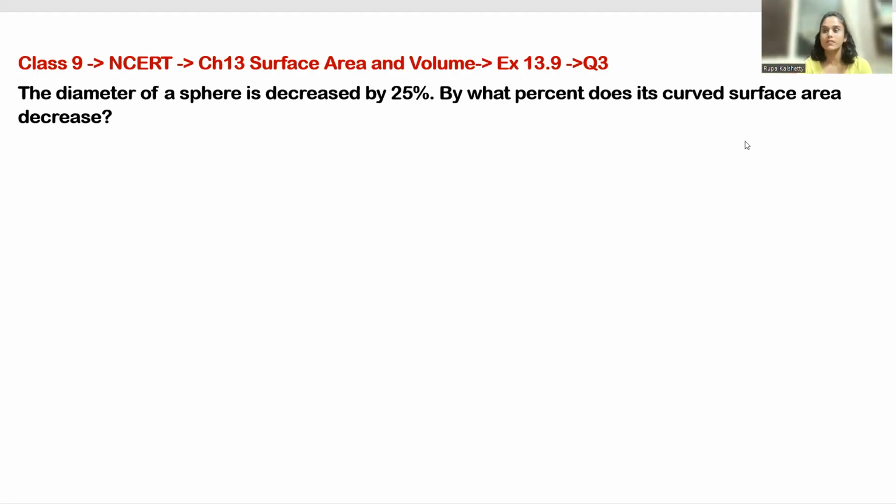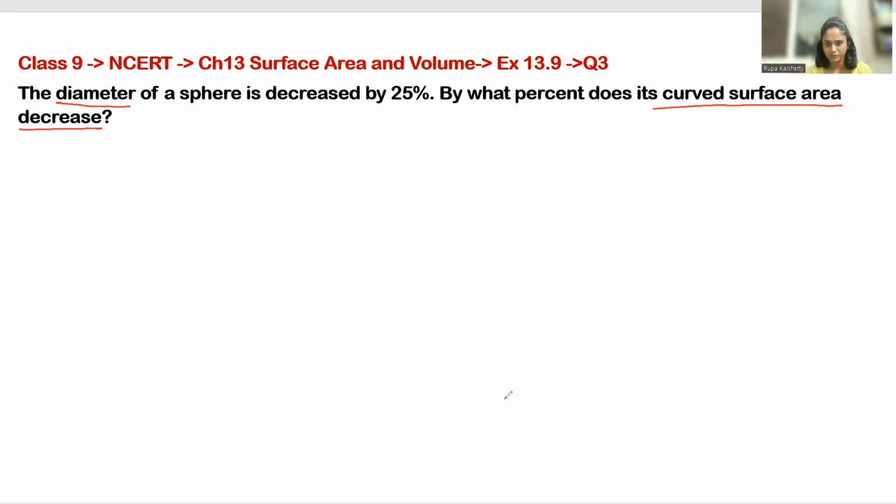Hello guys, we're going to solve this slightly interesting and quite challenging example from NCERT Class 9, Chapter 13 Surface Area and Volume, Exercise 13.9 optional and question 3. The question tells us that the diameter of the sphere is decreased by 25%. They have not given us how much the diameter is, but it is decreased by 25%.